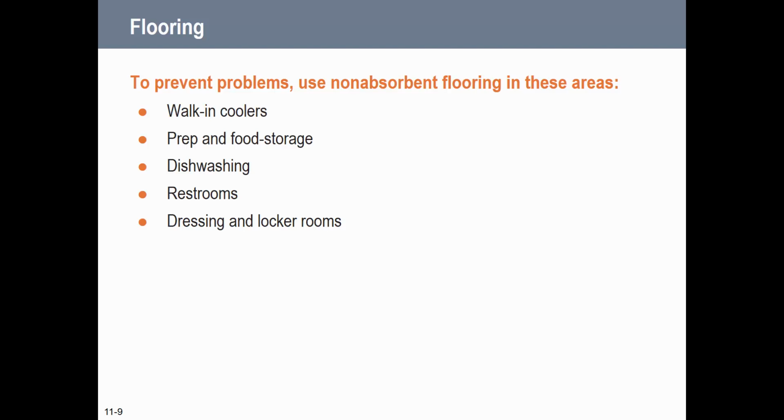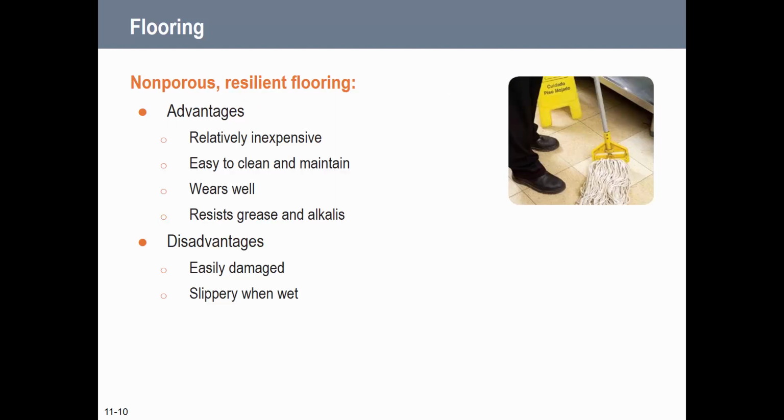So we really want all of these areas to have non-absorbent flooring: walk-in coolers, all of our prep and food storage areas, dishwashing, restrooms, and then if they have dressing or locker rooms, all of those things have non-absorbent flooring. They don't really have the same restrictions for the dining room, right? You could theoretically have hardwood floors or carpet or whatever in a dining room. It still should be something that you can clean fairly easily, but it doesn't have some of the same restrictions as some of these other areas would.